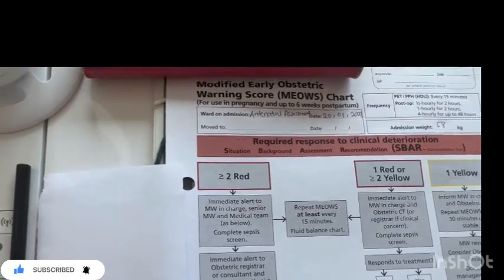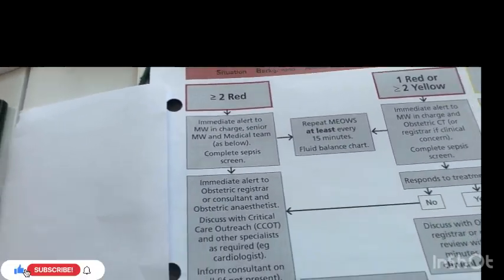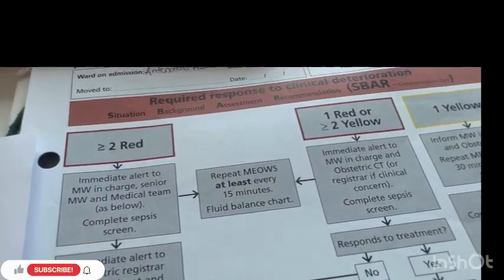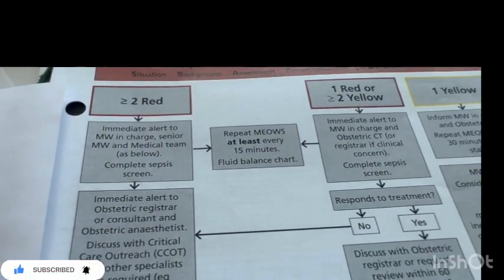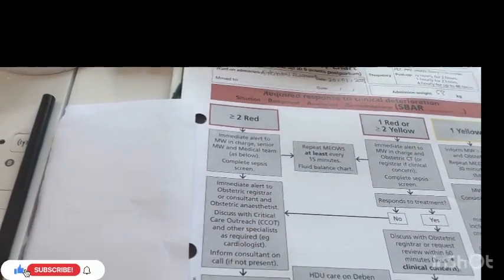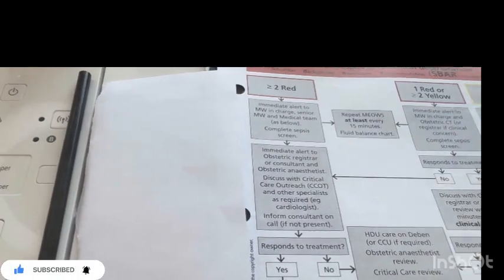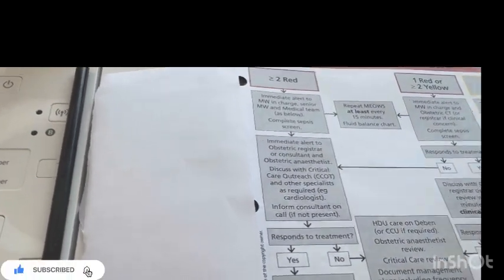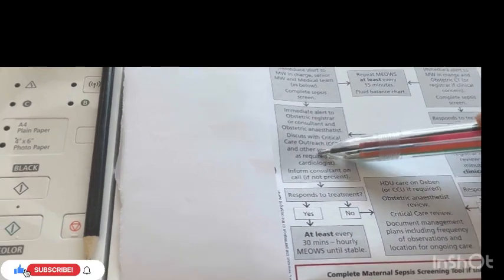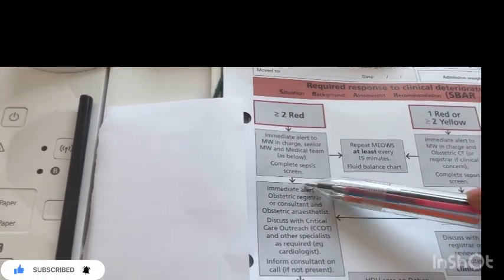We put it there. And then here, I always say to candidates that for the frequency of observations when it comes to the MEOWS, it's already stated there. So after you've filled out your MEOWS, look at that. The parameters are all there. So if the patient scored 2 or more red in the MEOWS chart, this is it. That is the recommendation there. Okay, so immediate alert to midwife in charge, senior, it is all written there.